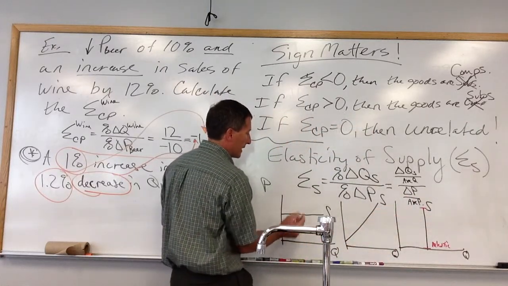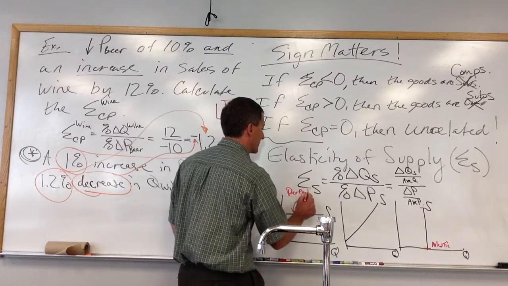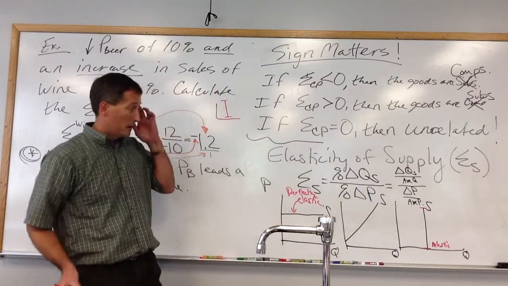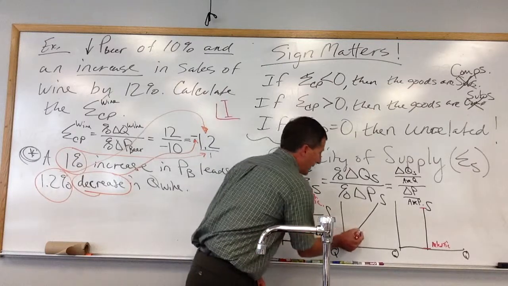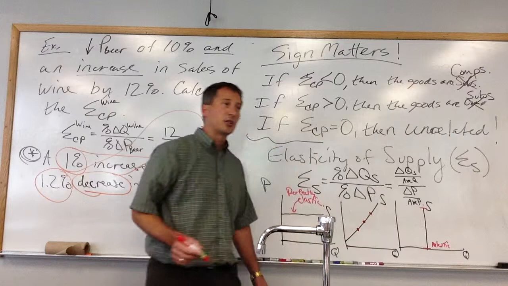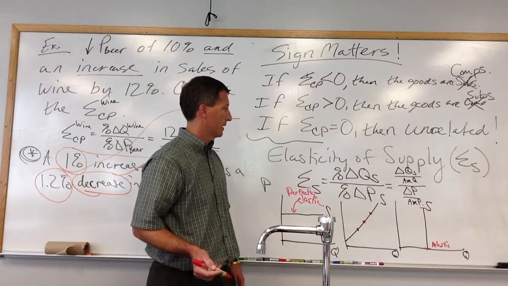Here we have a perfectly elastic supply. Perfectly elastic. And then in the middle, we've got the regular upward sloping supply curve. Its elasticity is going to change at different points along it, just like we saw with the demand curve.